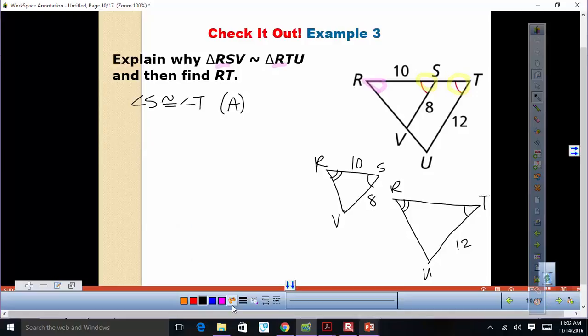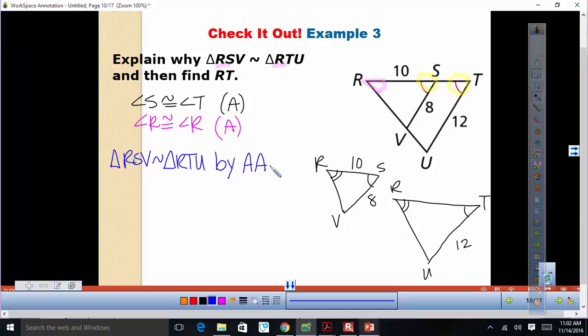So we actually have that angle R is congruent to angle R because it's the same angle. And so that means that these are similar. So if I wanted to write a statement, I'd put triangle RSV is similar to triangle RTU by AA. Okay.